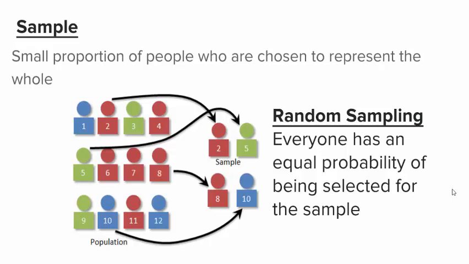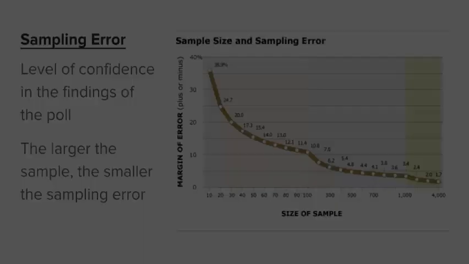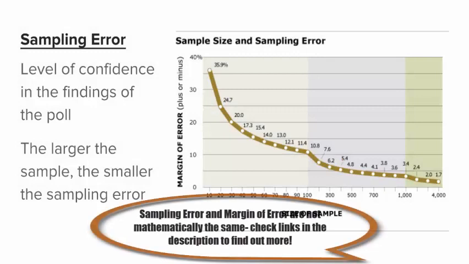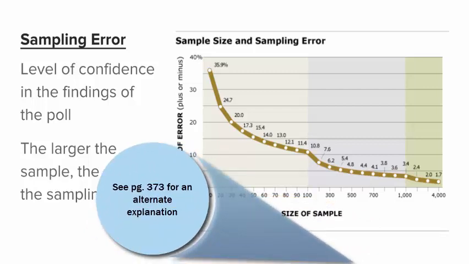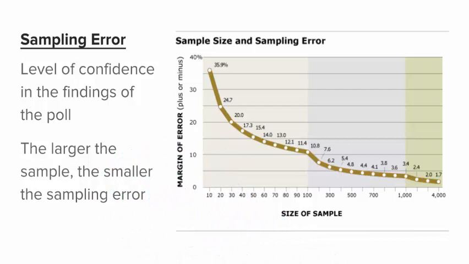Because you are not polling everyone, there is going to be some sampling error. The sampling error, or often called the margin of error, is the level of confidence in the findings of the poll. The larger the sample, the smaller the sampling error, although there are other factors. A small sampling error is good, as it indicates that you have a high level of confidence in your findings. The strongest polls typically poll between 1,000 and 1,500 people. Compared to the total population of the United States, that may seem small, but it's enough to allow pollsters to get an accurate feel and puts our margin of error at 2.4 to 3.4%, well within the acceptable range.